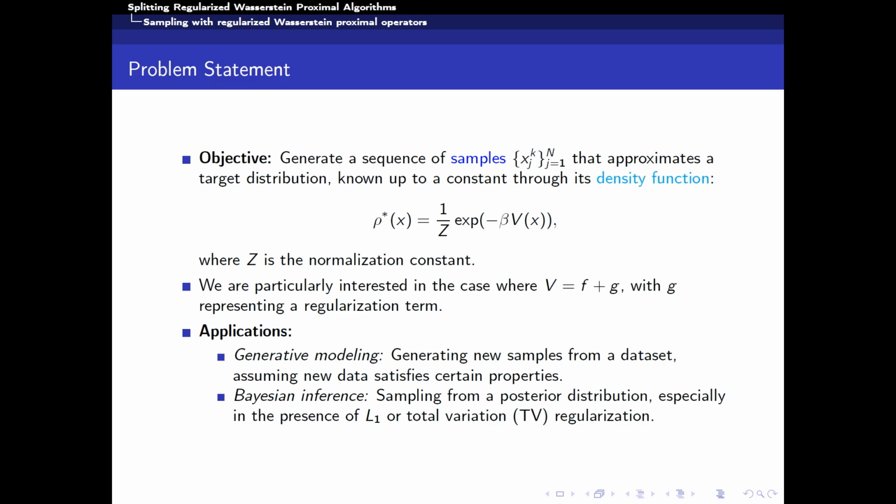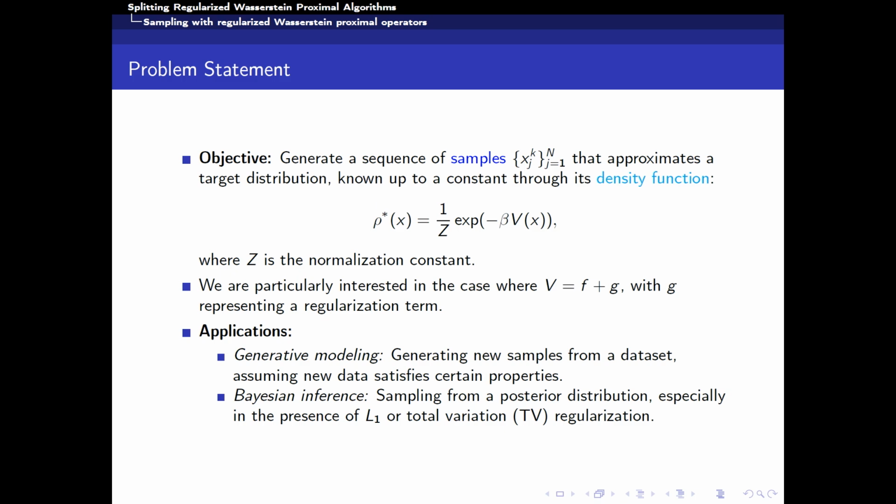For our work, we are particularly interested in the case where we have a composite structure in our log density. We assume that the log density V can be written as a summation of two terms, V = F + J. Usually we assume that the first term F is a nice, smooth term. However, the J term will usually be a non-smooth term.